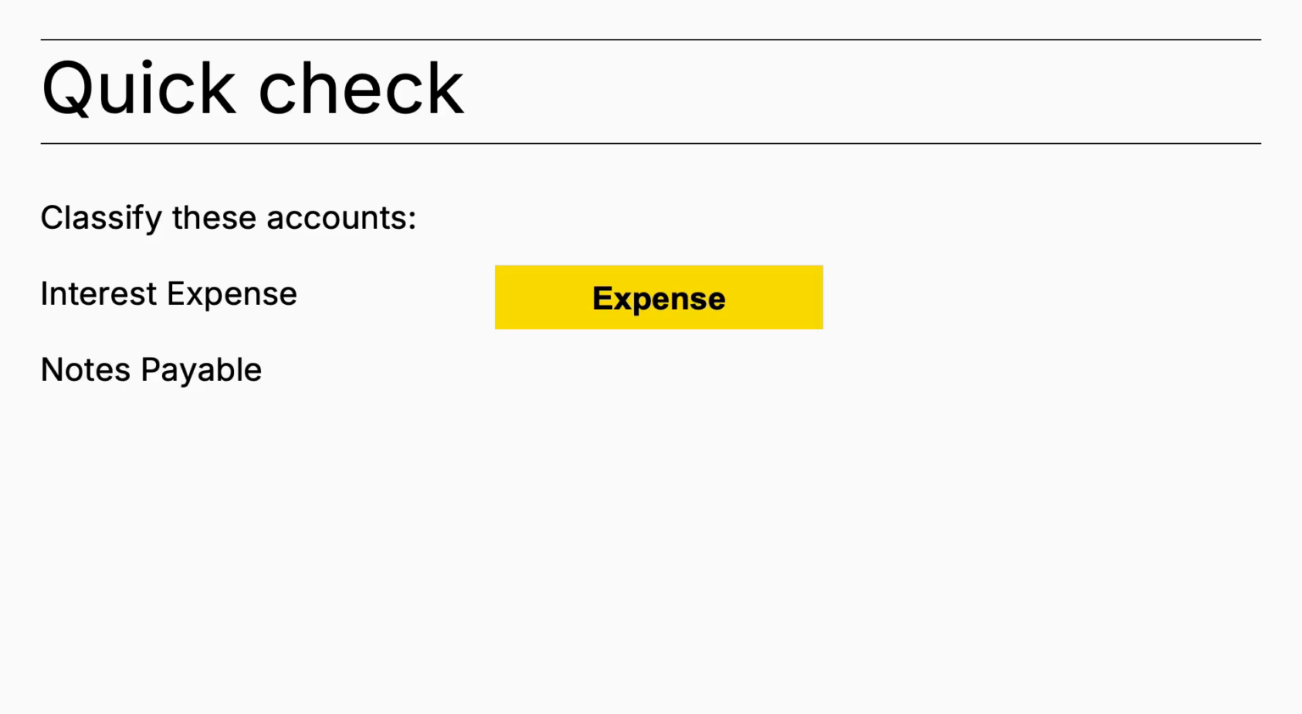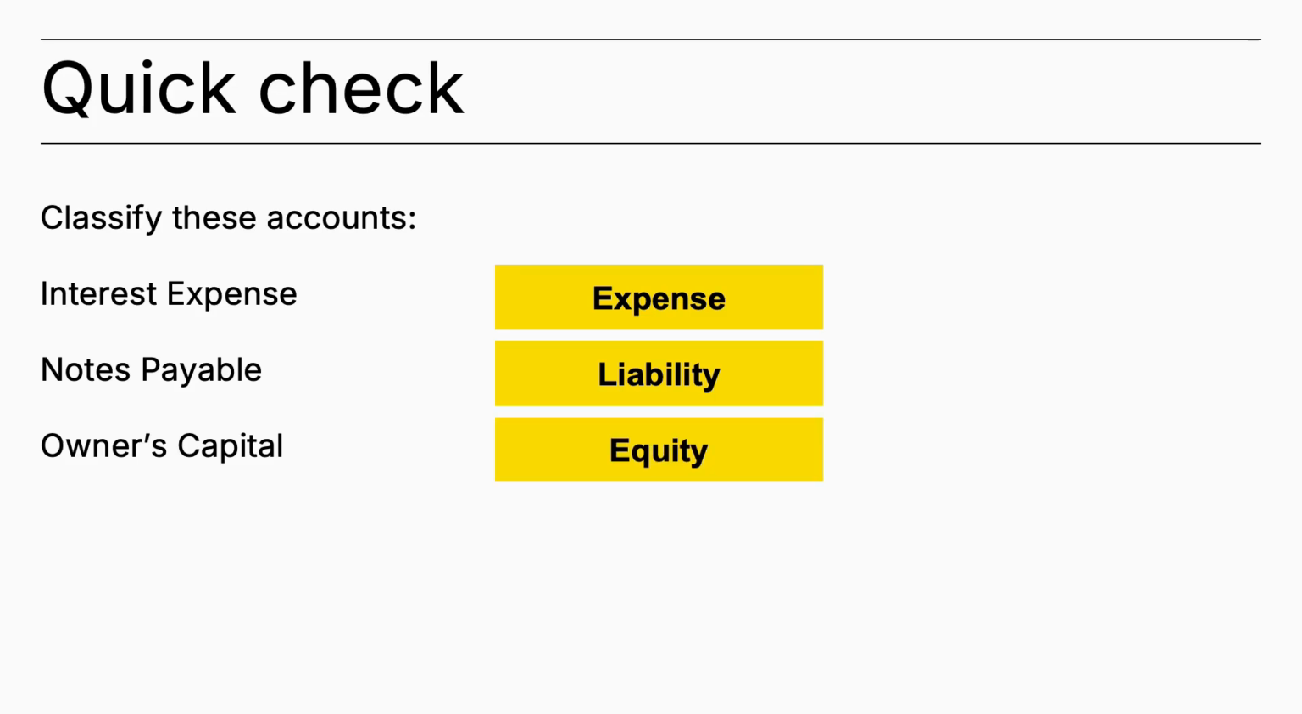Notes payable. Notes payable belongs to the liability category because it represents an amount the business owes, usually based on a written promise to pay. Owner's capital. Owner's capital belongs to the equity category because it represents the owner's investment and ownership interest in the business.